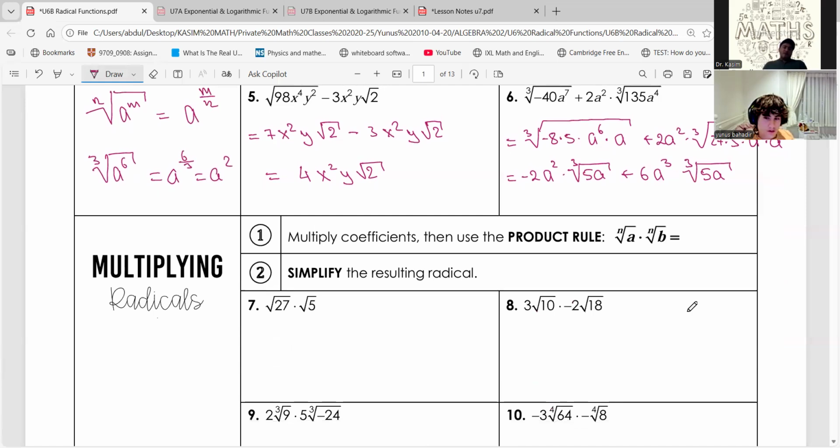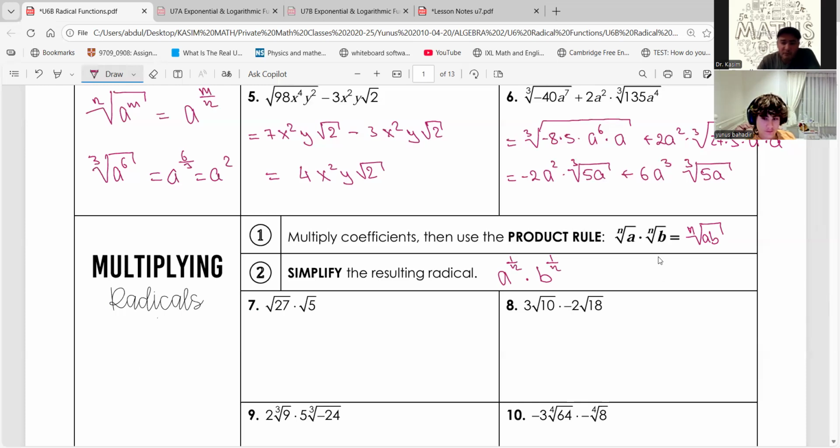Now multiply coefficients, then use the product rule. What is the product rule? Nth root of a times nth root of b is equal to nth root of a times b. Why is this so, Yunus? Again, we are just using the definition. If we simply prove this, I can write nth root of a times nth root of b as a to the power of 1 over n times b to the power of 1 over n, right?